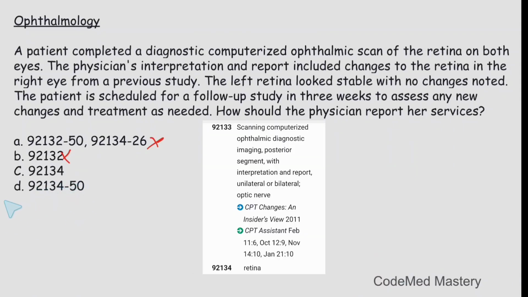The difference is in option D they have mentioned modifier 50, which is for bilateral procedure. In the scenario, the ophthalmic scan of the retina is performed on both the eyes, but the code 92134 already includes unilateral or bilateral, so we should not append modifier 50 separately. Therefore, modifier 50 is not required when reporting. So, we'll eliminate option D. We are left with option C, which is the right answer.